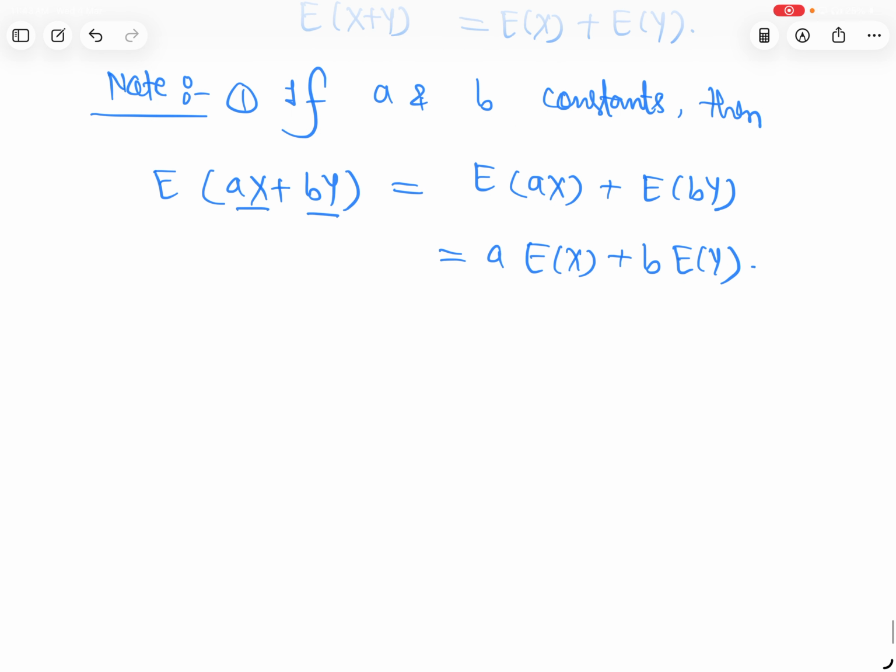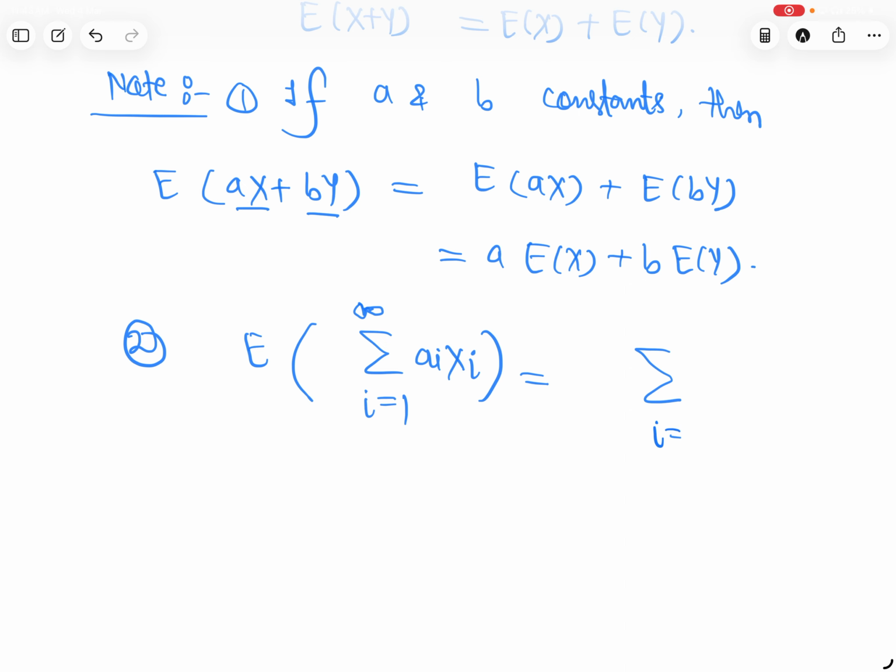Similarly, suppose we have a summation of random variables like this, AiXi. So then what will be this, in a similar way? Can you tell me? This will be summation of i going from 1 to infinity, ai times expectation of Xi. Okay? Similar way.